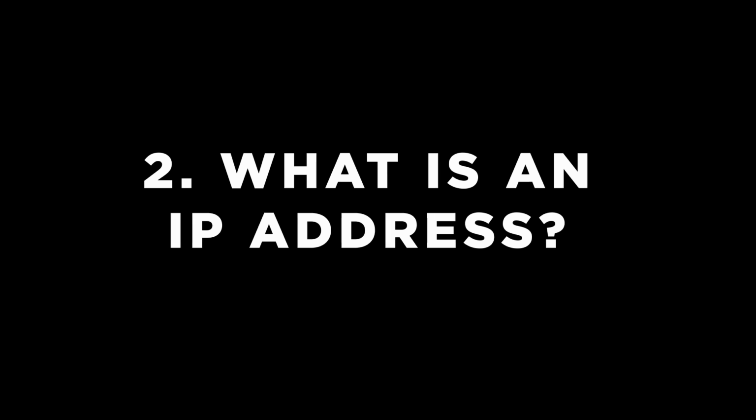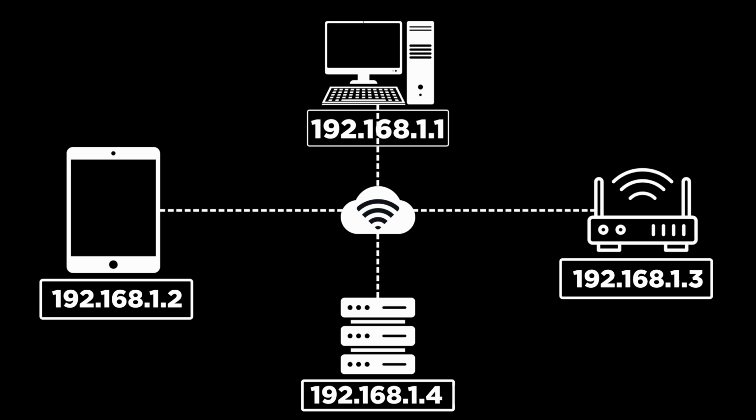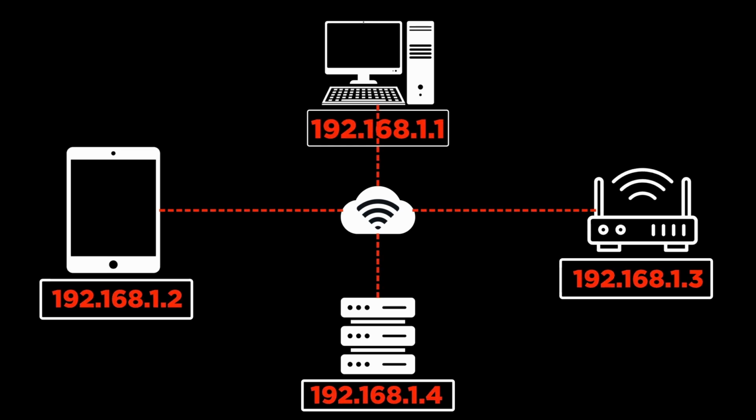Number two, what is an IP address? An IP address is a unique number assigned to every device connected over the internet. It helps to identify the device over the internet. The device can be your computer, servers, routers, and more. Everything which is connected over the internet has an IP address.